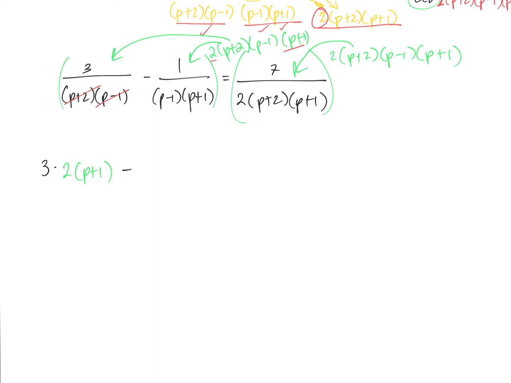Minus. Now the next one, what would be left? Well, the p minus 1 will cancel with the p minus 1, and the p plus 1 will cancel with the p plus 1. So the only ones left are 2 and p plus 2. All right, and then our equal sign. And for the last one, what cancels? Well, the 2 will cancel with the 2, the p plus 2 will cancel with the p plus 2, and the p plus 1 will cancel with the p plus 1, so the only thing left is the p minus 1.